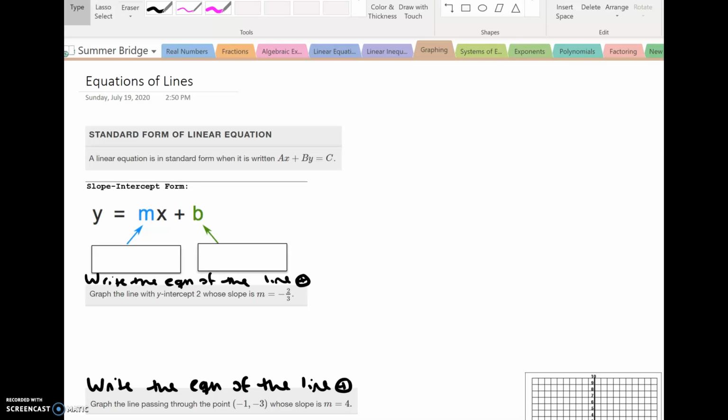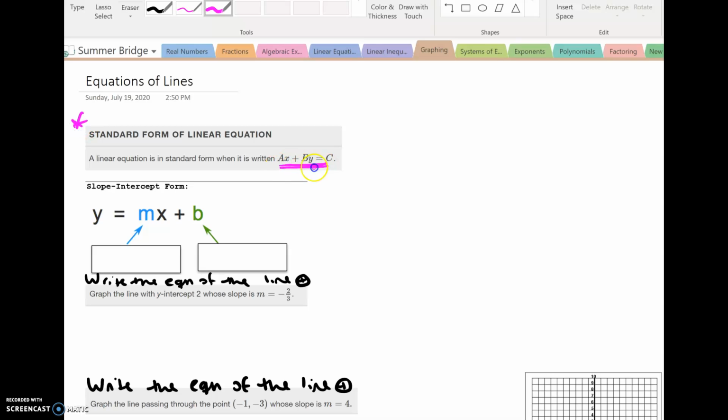Hi, good morning. And today we are going to be talking about equations of lines. Now, there are a couple of different ways of writing these equations of lines. The first one that I want to mention is called standard form. And it is marked right over here.